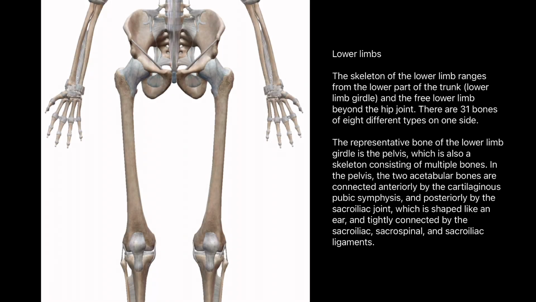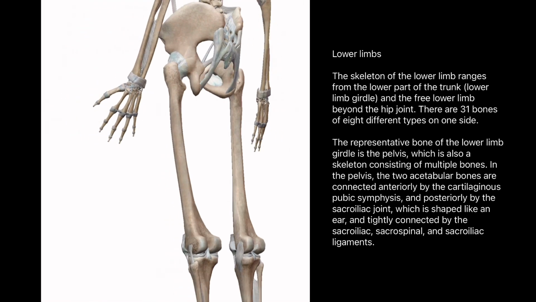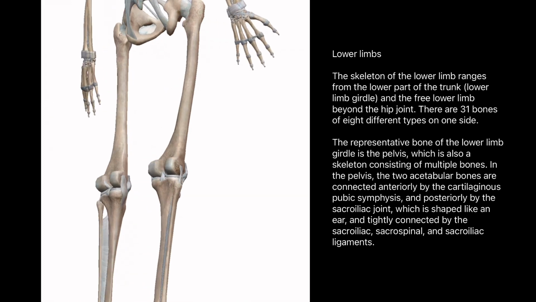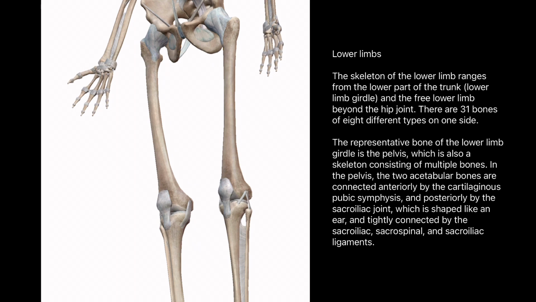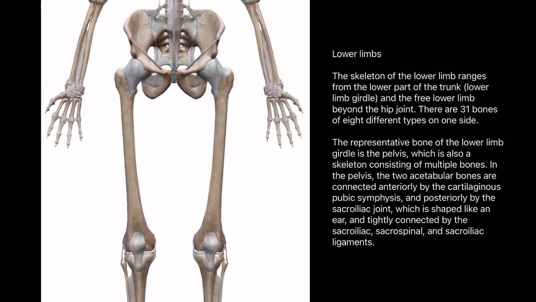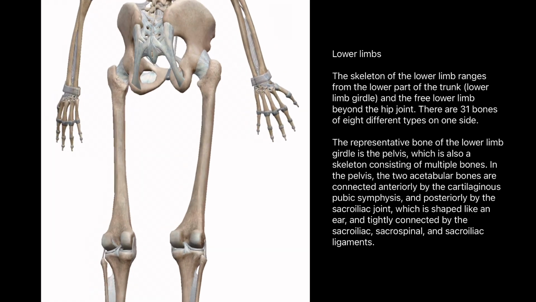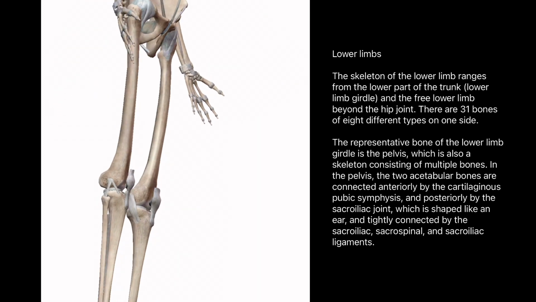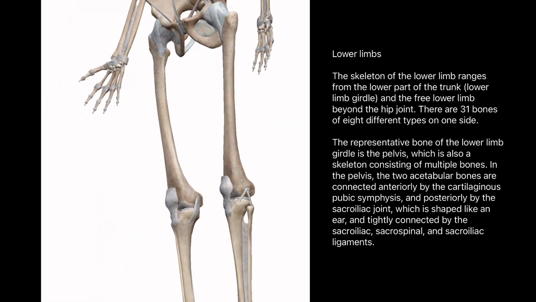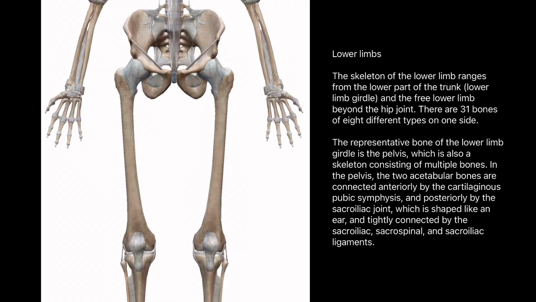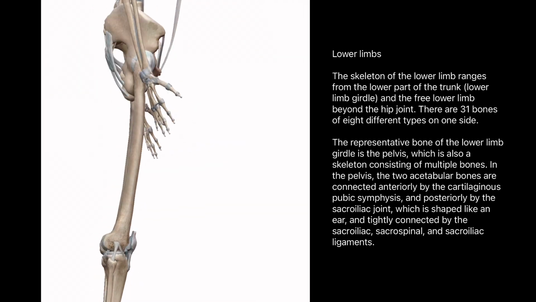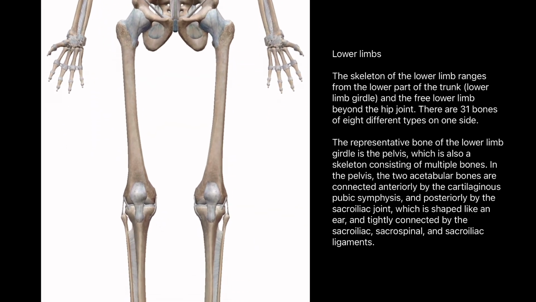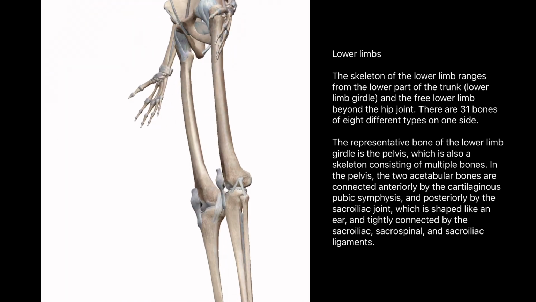Lower limbs. The skeleton of the lower limb ranges from the lower limb girdle at the lower part of the trunk to the free lower limb beyond the hip joint. There are 31 bones of 8 different types on one side. The representative bone of the lower limb girdle is the pelvis, which is also a skeleton consisting of multiple bones. In the pelvis, the two hip bones are connected anteriorly by the cartilaginous pubic symphysis, and posteriorly by the sacroiliac joint, which is shaped like an ear, and tightly connected by the sacroiliac, sacrospinous, and sacrotuberous ligaments.